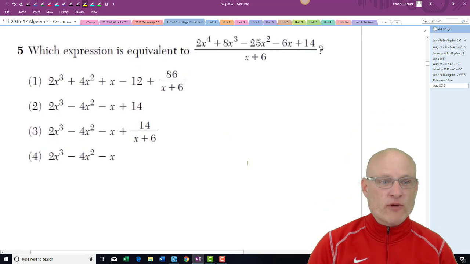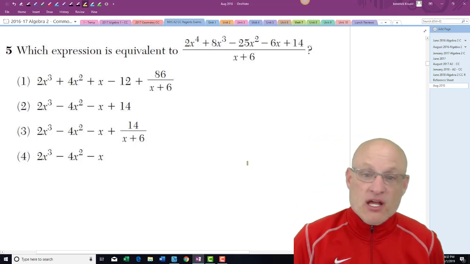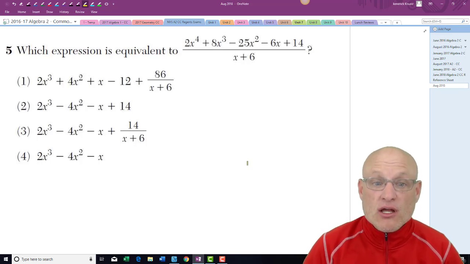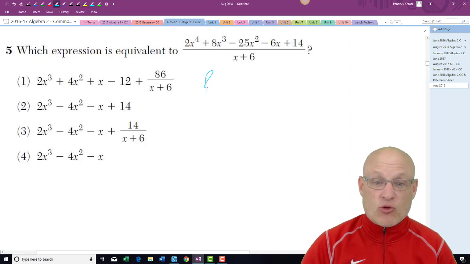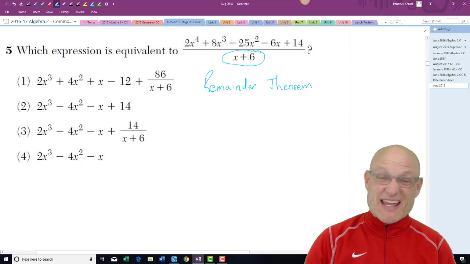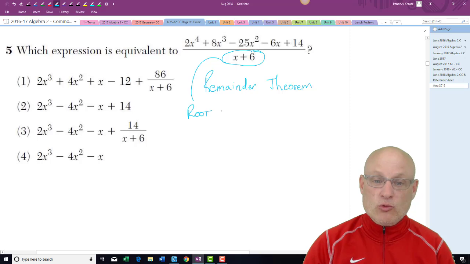Which expression is equivalent to this? Okay, I'm going to show you a couple of different ways to do this problem. The first way I'm going to show you is the way I would ask my kids to mathematically do this first, and that's by what's called the remainder theorem. Hopefully I spelled that correct. This is what we think may be a factor. Now, if it is a factor, then the root would be x equals -6.